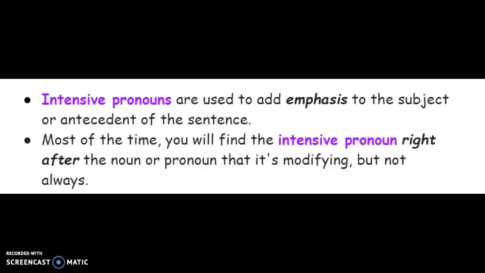Intensive pronouns are used to add emphasis to the subject of the sentence. And most of the time, you're going to find the intensive pronoun right after the noun or the pronoun that it's modifying, but not always.